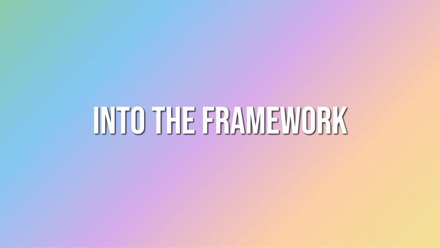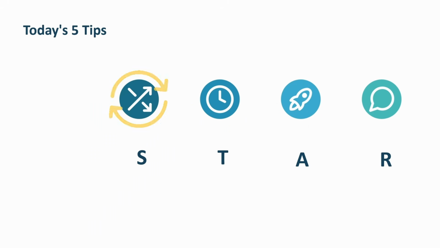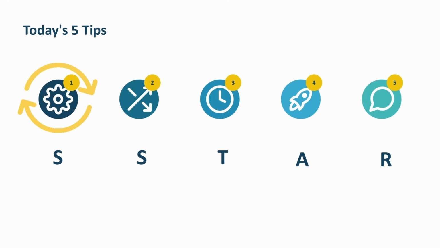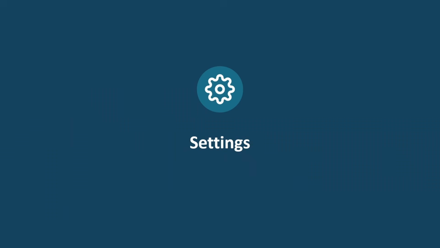Now that we know licensing, let's pop into the framework. So we have STAR, which is for sorting our emails, time management, automation, and refining our communication habits. Then I've added another S at the beginning to make it 5 tips. And the first S is for settings.